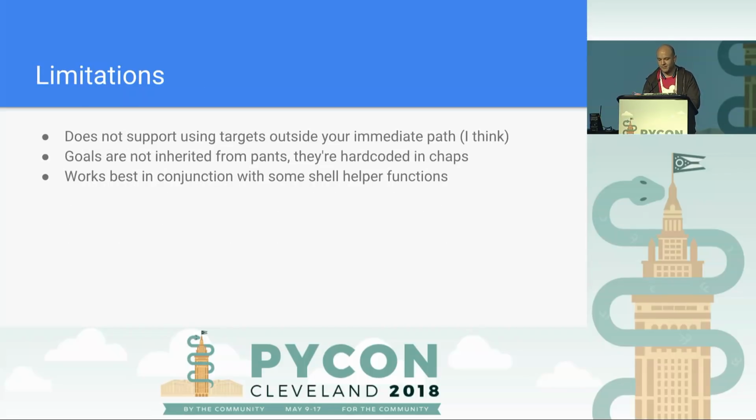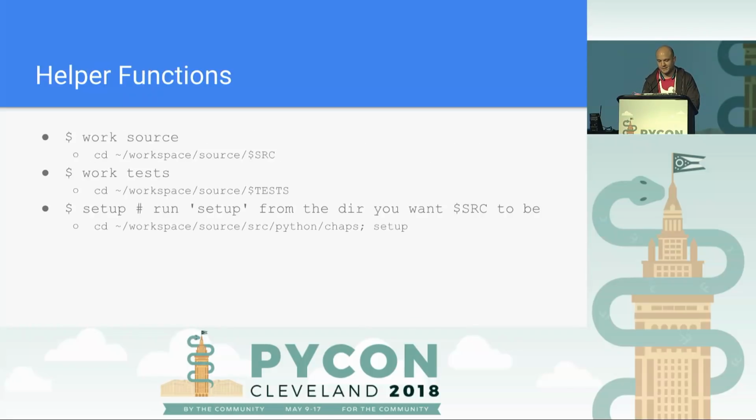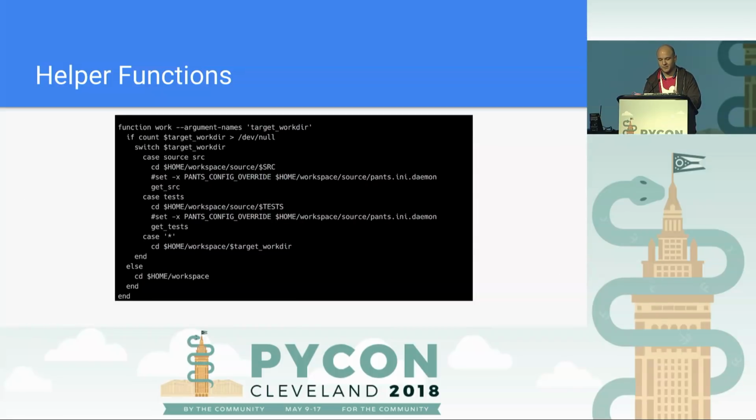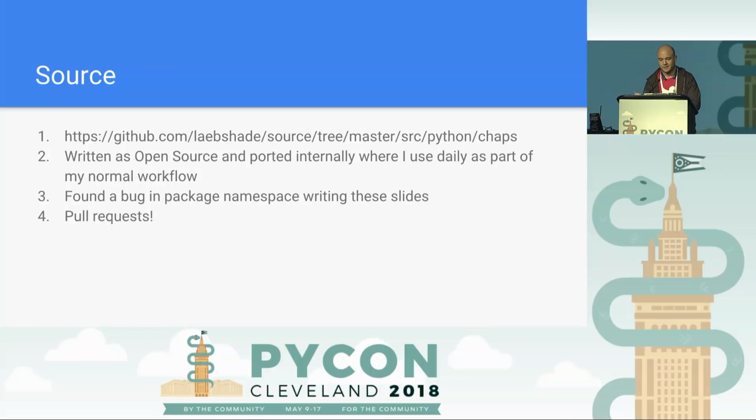Limitations: it does not support using targets outside of your immediate path, so that's a thing. Goals are not inherited from Pants, they're just hard-coded in Chaps, and it works best in conjunction with some shell helper functions. I'm going to show you those shell helper functions now in use. This is sort of a muscle memory kind of thing. Work source, work test. You can run setup to set up the path for those. These are fish functions. They're not the prettiest, but they work. And then this is what ties everything together.